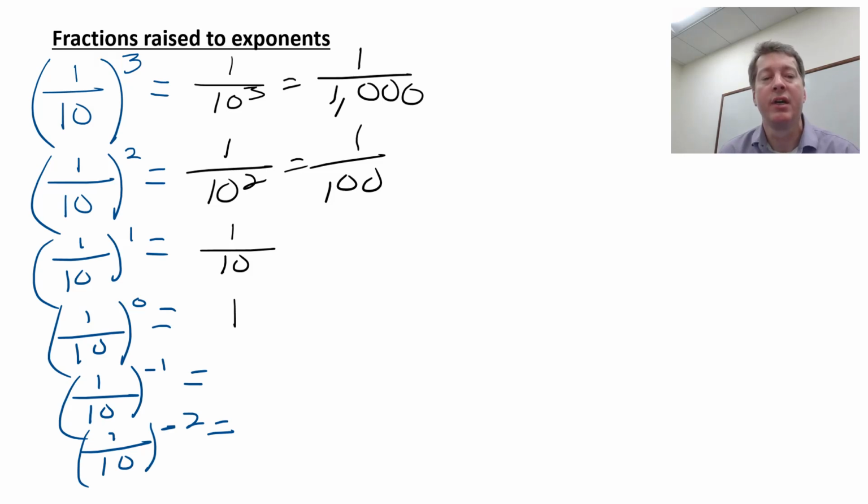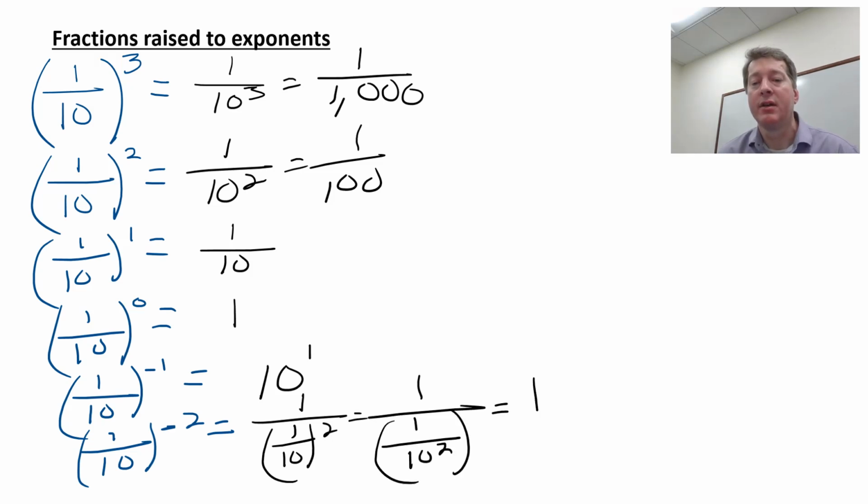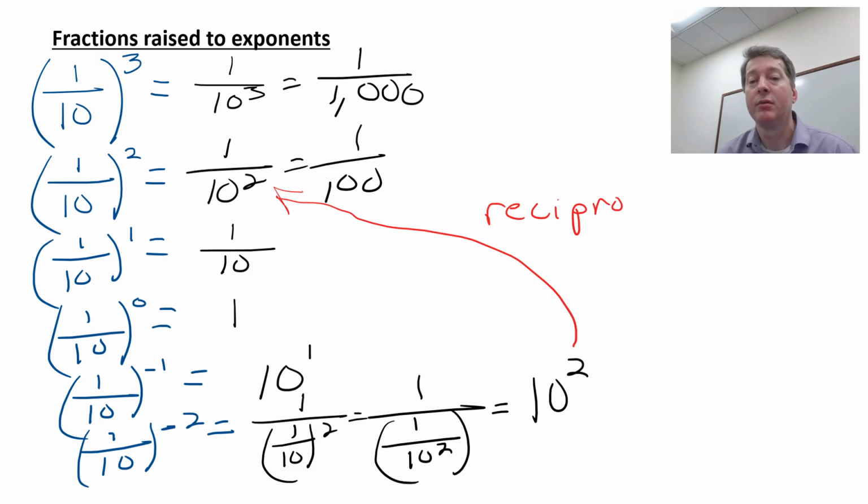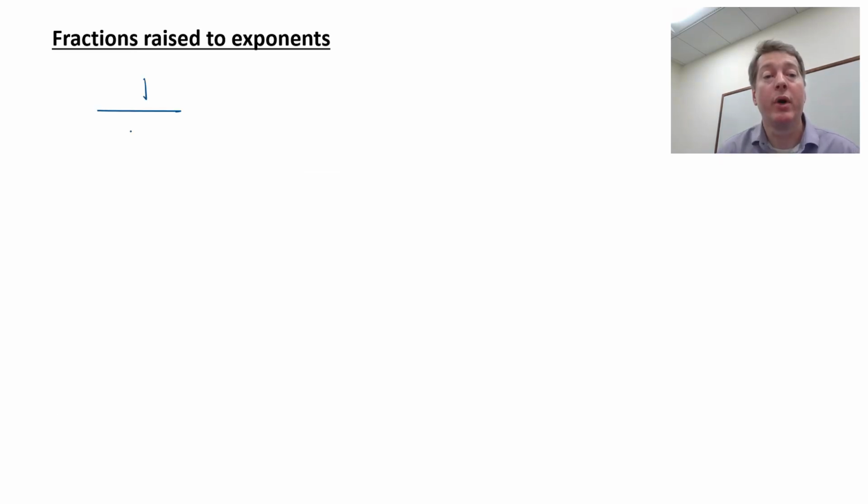So the rule is, if you raise a fraction to a negative exponent, instead of 1 over 10, I'm going to have 10. And instead of negative 1, I'm going to have 1. 1/10 to the negative 2 is 1 over 1/10 to the positive 2. That is 10 squared. And here you see 1/10 to the negative 2 is the reciprocal of 1/10 to the positive 2.